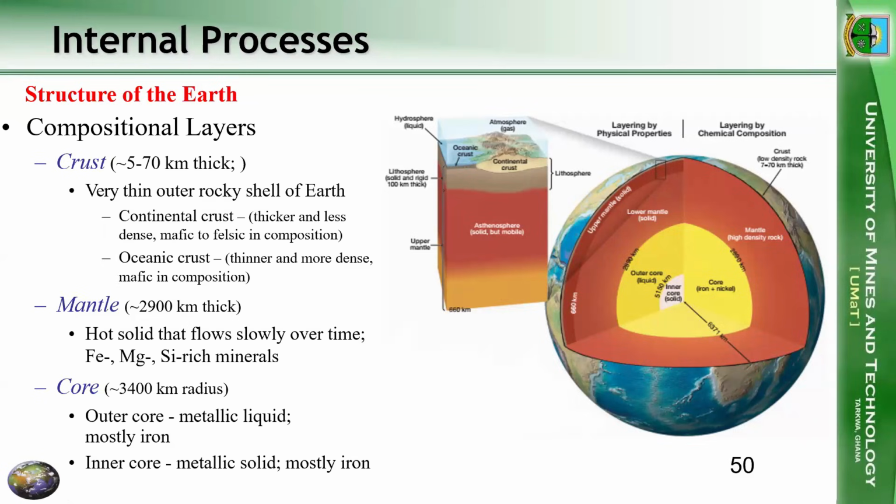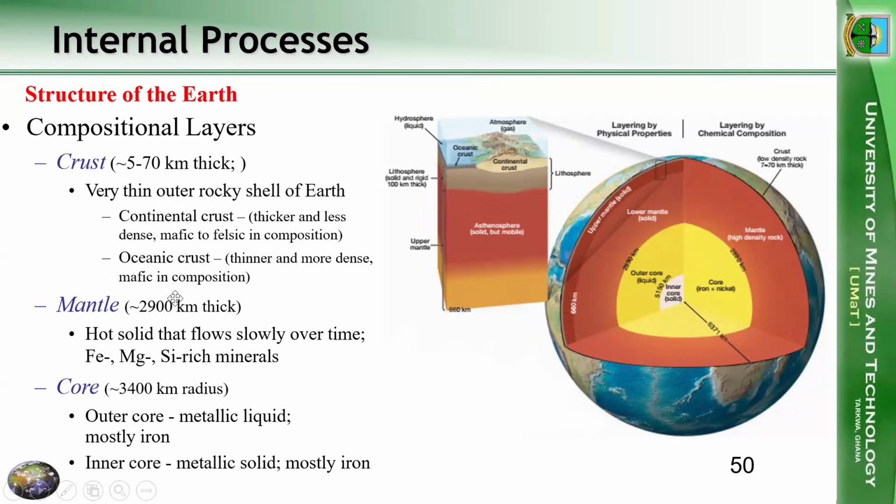The oceanic crust is generally mafic, meaning it is composed of dark colored minerals. It is mafic in composition. So that is the difference between the crust beneath the ocean and the crust on the continent.